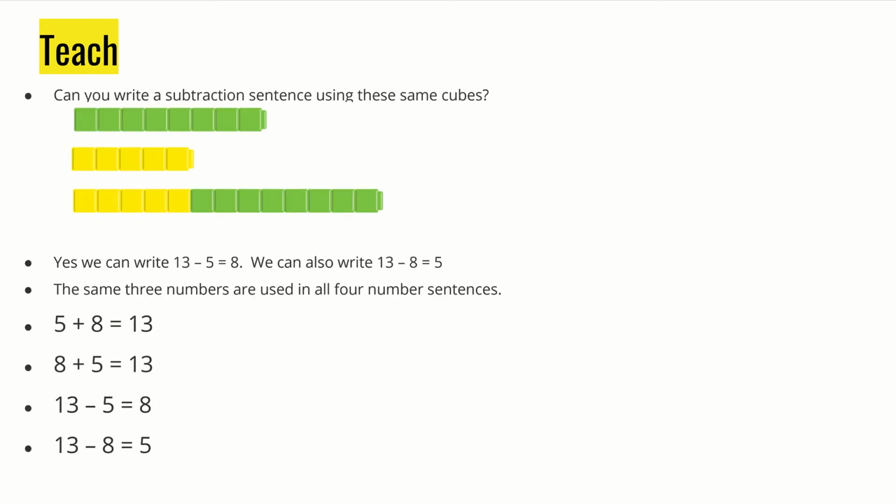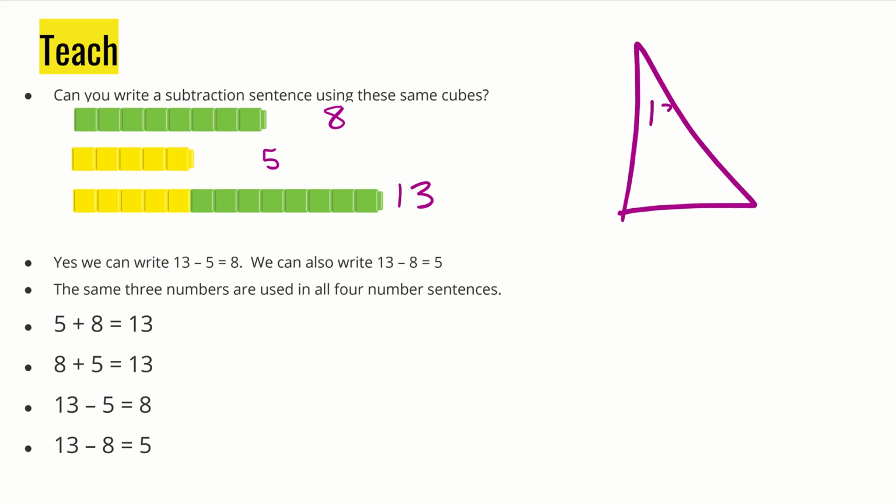We can also use that for subtraction. So we know that in subtraction, our largest number has to always come first. And we know that from 5, 8, and 13, that 13 is our largest number there. So when we are doing our subtraction sentences, we're going to start with 13. And then we can choose to subtract either the green cubes or the yellow cubes. Let's start by subtracting the green cubes.